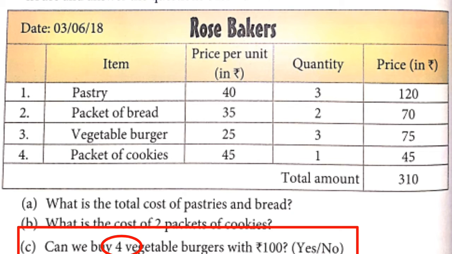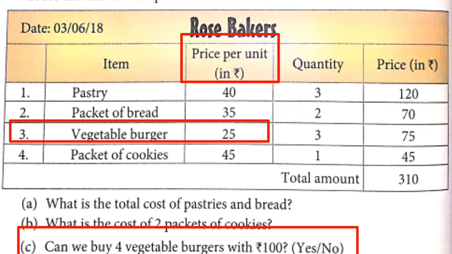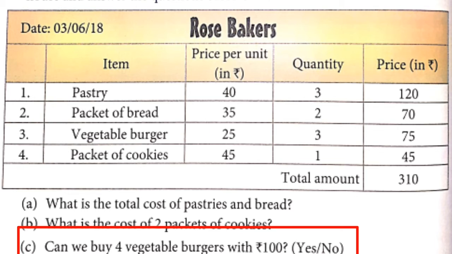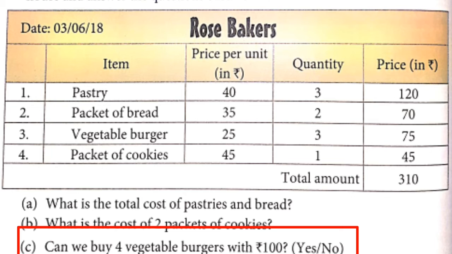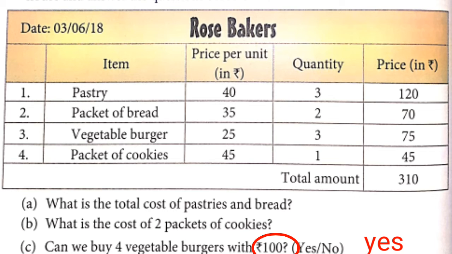For only 3 it is given there. So here in the question 4 is given, no. So we have to find for 4 vegetable burgers what is the rate. And then we can say yes or no. So to find this we have to multiply with the price per unit of vegetable burger. The price for 1 vegetable burger is 25, no. So with that 25 we have to multiply 4, because we are going to find whether we can buy for rupees 100. So 25 into 4 is 100. So surely we can buy it for rupees 100. 4 vegetable burgers can be bought for 100 rupees. So the answer should be yes.